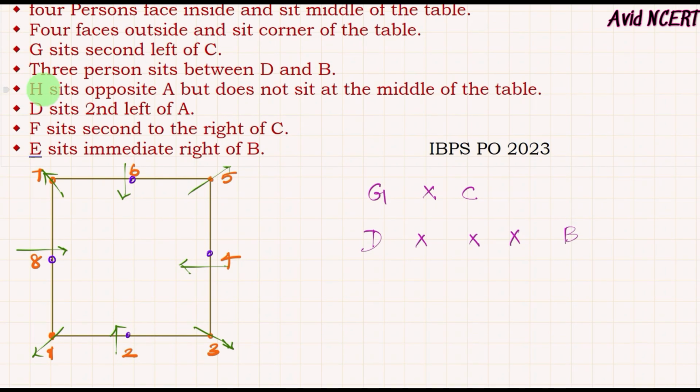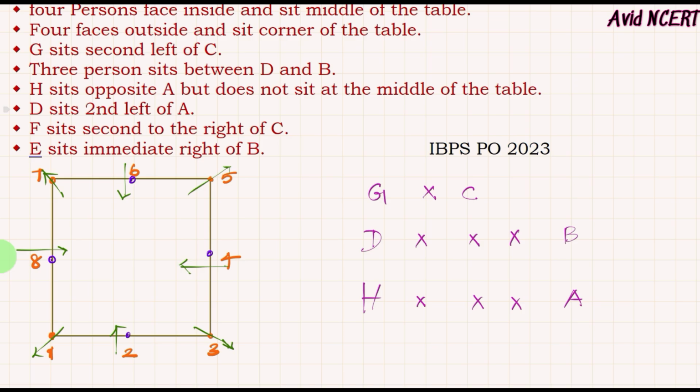Then the next point is H sits opposite A but does not sit at the middle of the table. Which means H is going to be sitting either here and A here. So those are the options. So H and A are going to be sitting in the corner and they'll be facing outwards. So the clue here is there are going to be 3 persons. When H and A are sitting opposite, there's going to be 3 persons sitting between them. Because either way, 1, 2, 3, and there's going to be A.